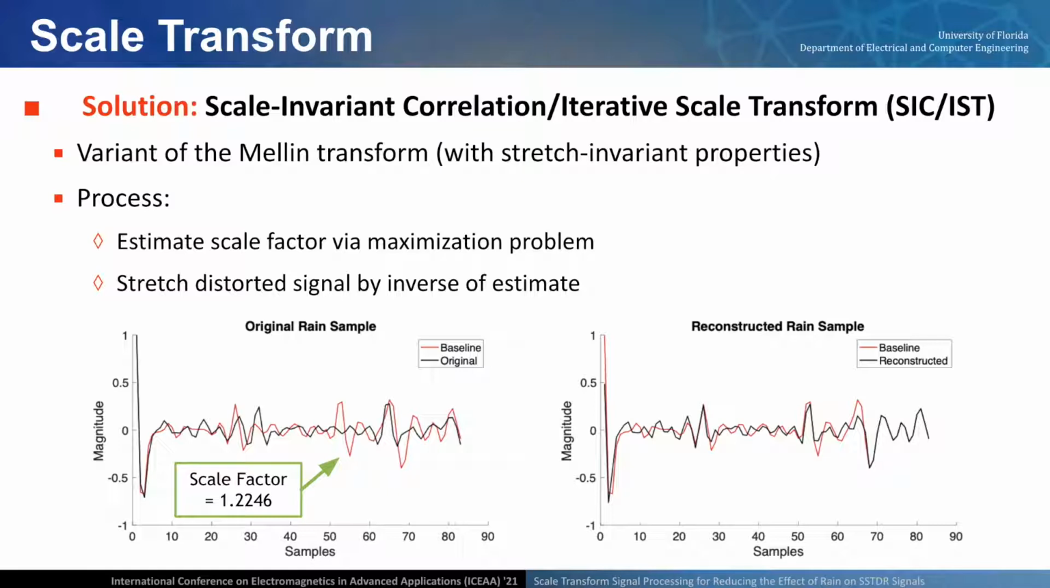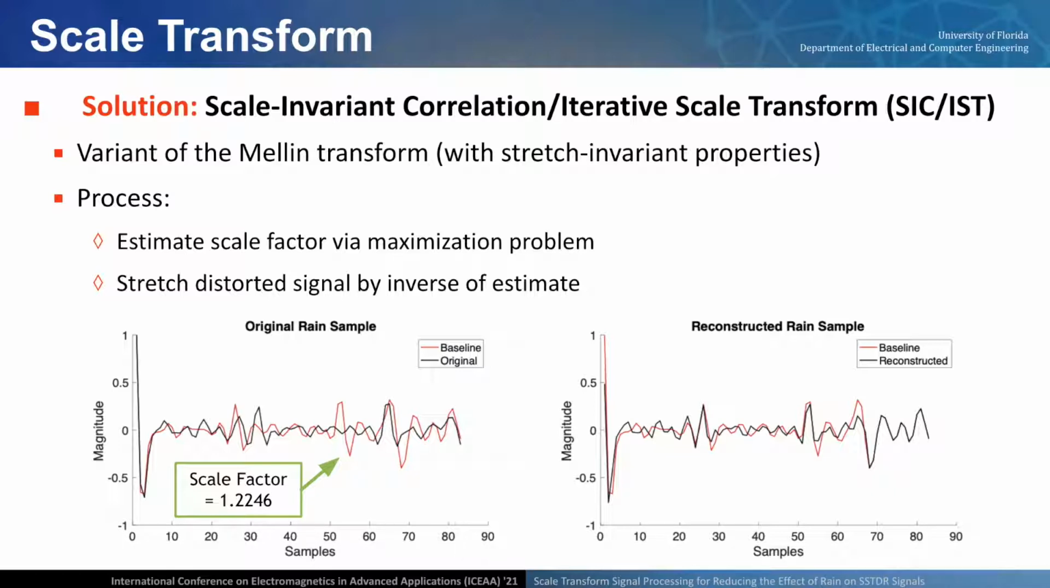We then compensate for the effects of rain in our SSTDR signal, which we saw as the stretching in the time domain, by stretching our distorted rain signal by the inverse of our optimal scale factor estimate. We can see this in the 2 images shown below.